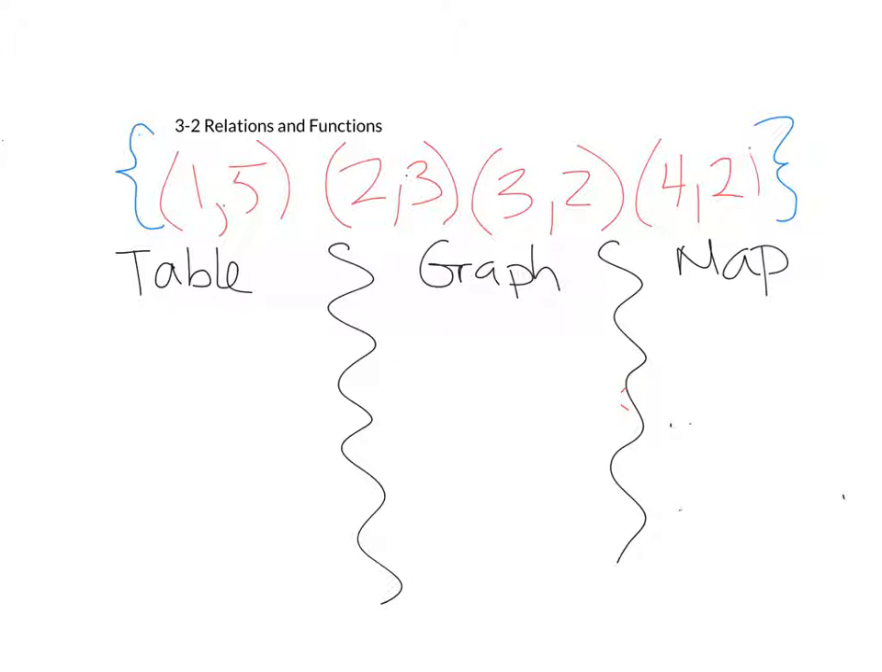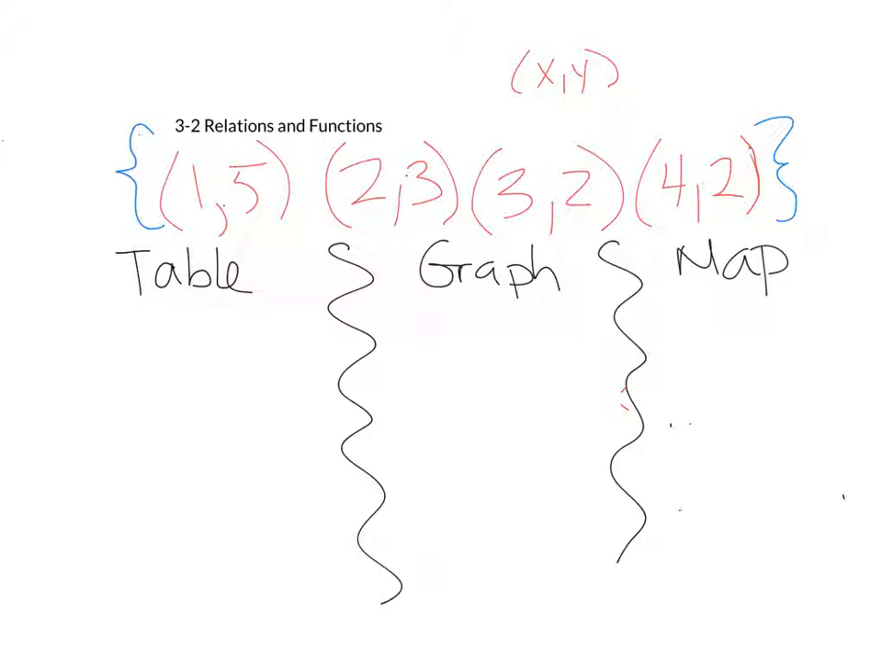So you guys will be given a relation, which is a set of ordered pairs. So here's our set of ordered pairs: (1, 5), (2, 3), (3, 2), (4, 2). Remember that an ordered pair always goes x, comma, y. Eventually you're going to have x, y, z. It'll be a three-dimensional graph, so that's how you can remember it goes in the order x, y.